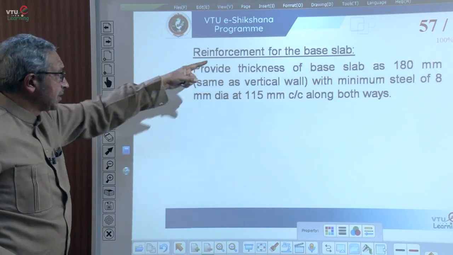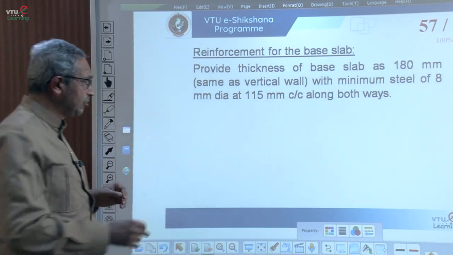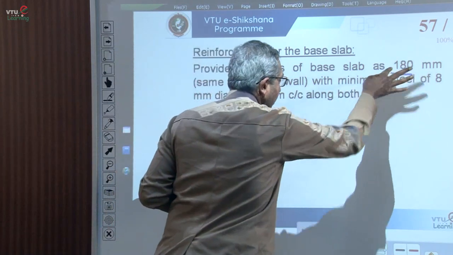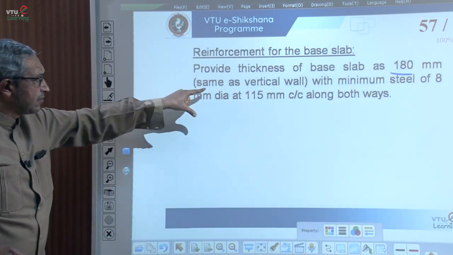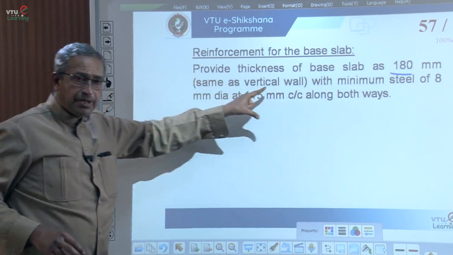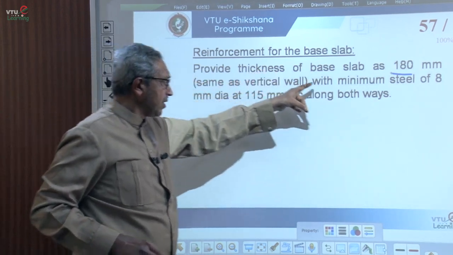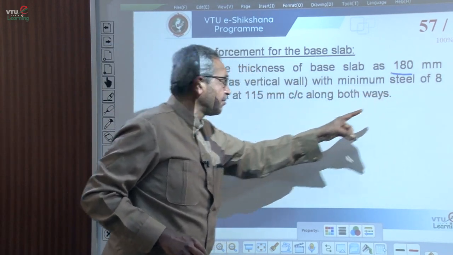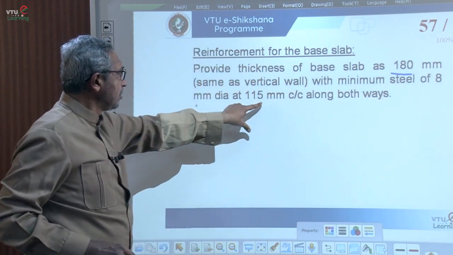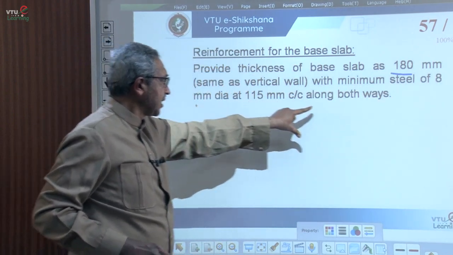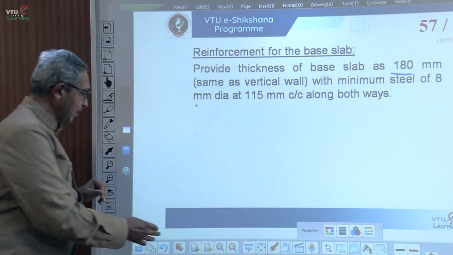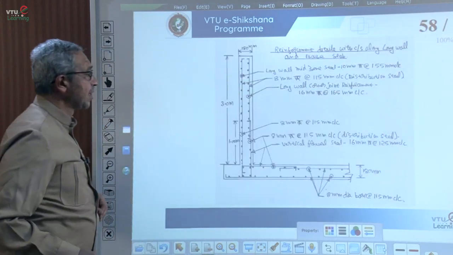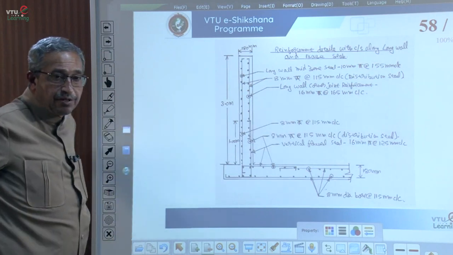Next is reinforcement for the base slab. The provided thickness of the base slab is around 180 mm, same as the vertical wall. So the base slab thickness is provided the same as that of the vertical wall, with a minimum steel of 8 mm diameter at 115 mm center to center along both ways.